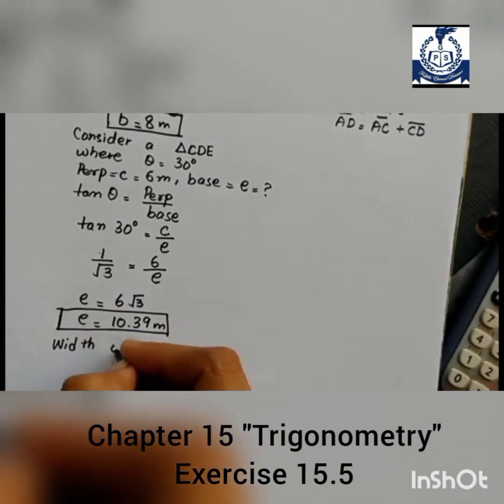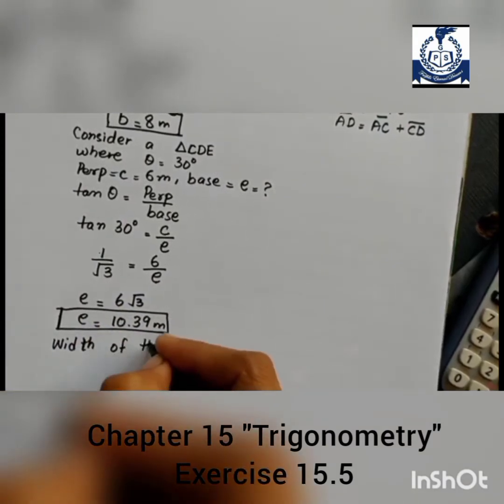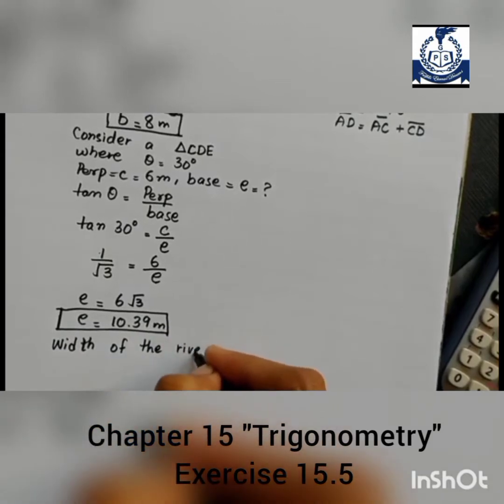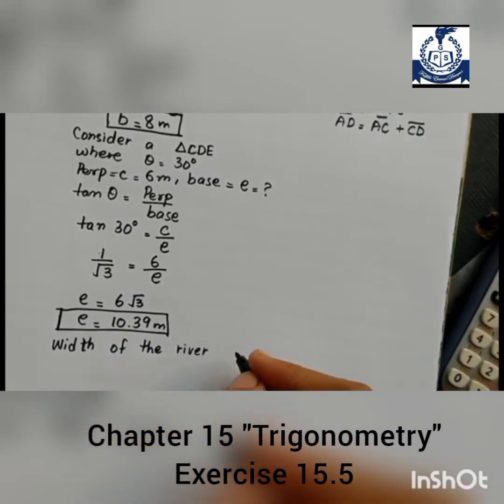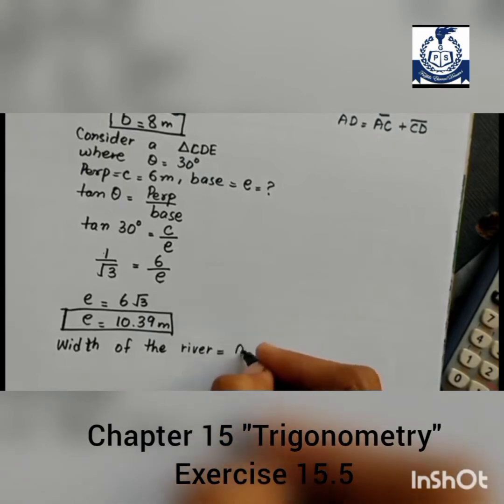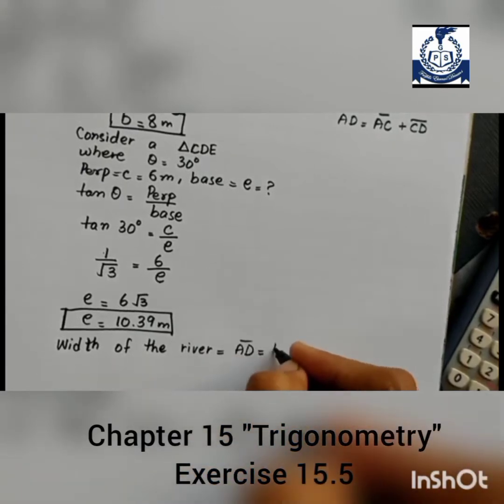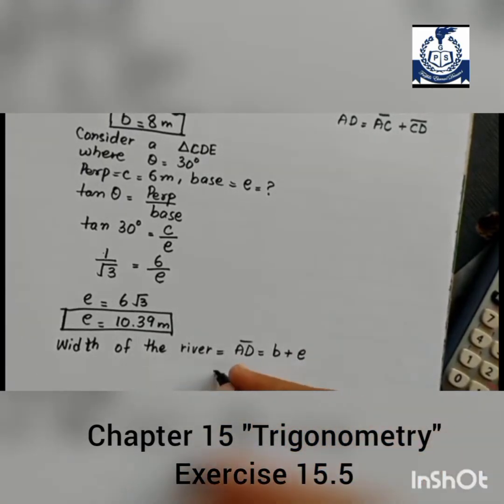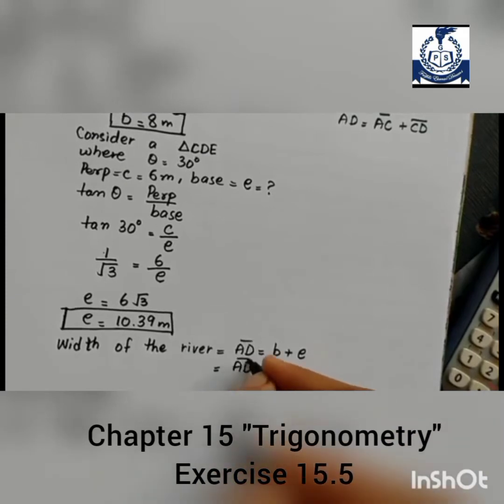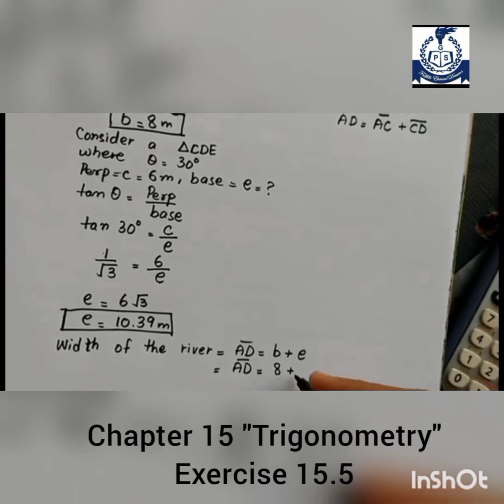So the width of the stream, the width of the river, is equal to AD is equal to B plus E. B is equal to 8 meter and E is equal to 10.39, which is 6 under root 3.